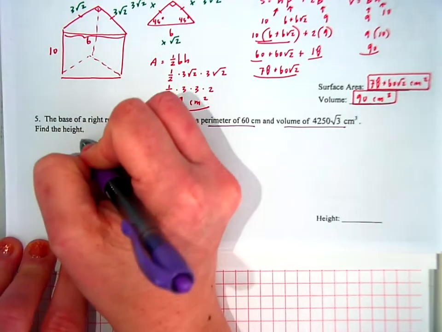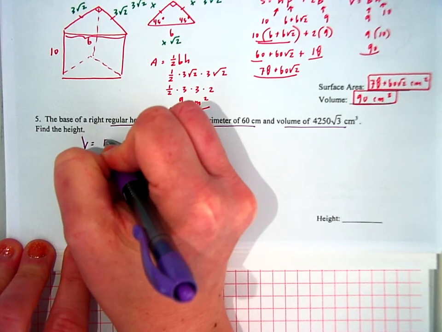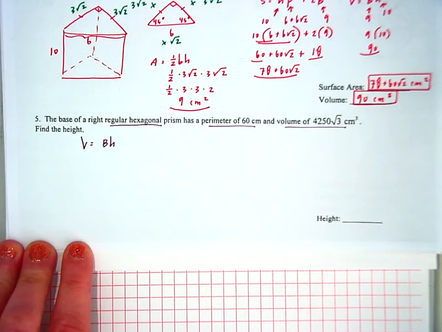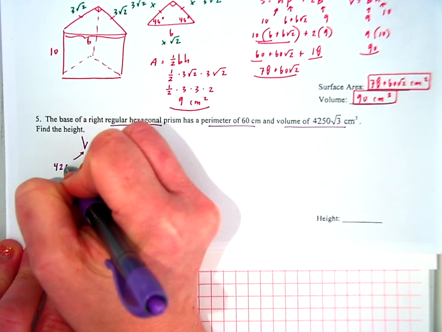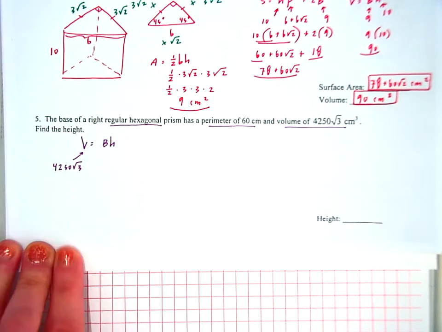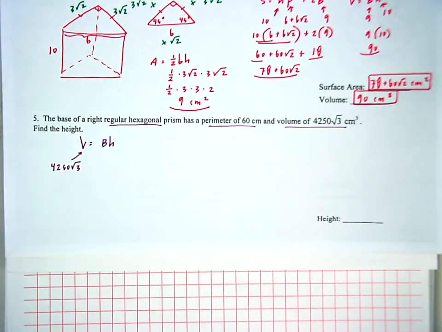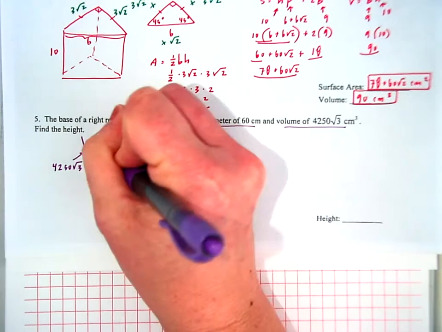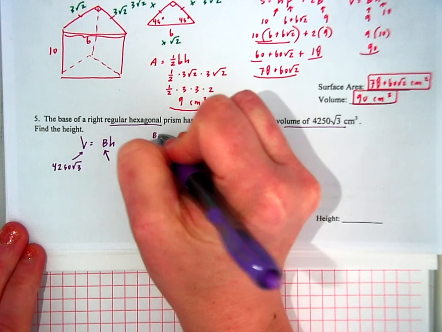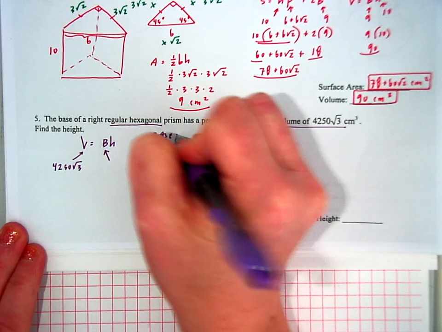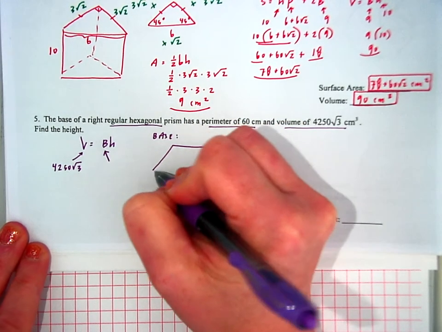So we know that the volume is base area times height. We currently know the volume. I know the volume is 4,250 root 3 centimeters cubed. I have enough information to get to the base. I just actually have to draw it out and solve for it. So if I focus on my base shape right now, I know it's a regular hexagon.